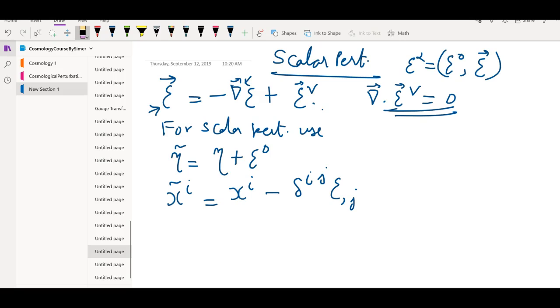So the scalar content of the perturbation can be retained by just expressing the xi vector in terms of this xi potential.